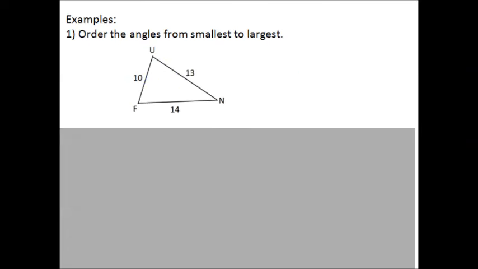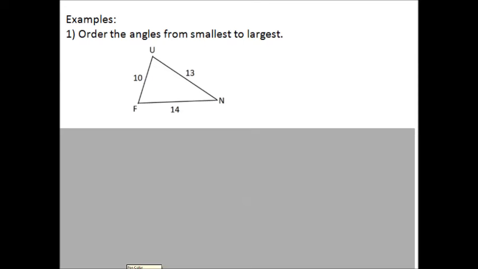Alright, let's look at an example. Order the angles from smallest to largest. This knowledge that we just discovered about the smallest angle being across from the smallest side and the largest angle being across from the largest side is something that we can use very well to figure out information that we don't have. If we look at this triangle FUN, we do not know what the angle measures are of the three angles, but we can, and we are supposed to, order them from smallest to largest, and all we have at this point are the side lengths.